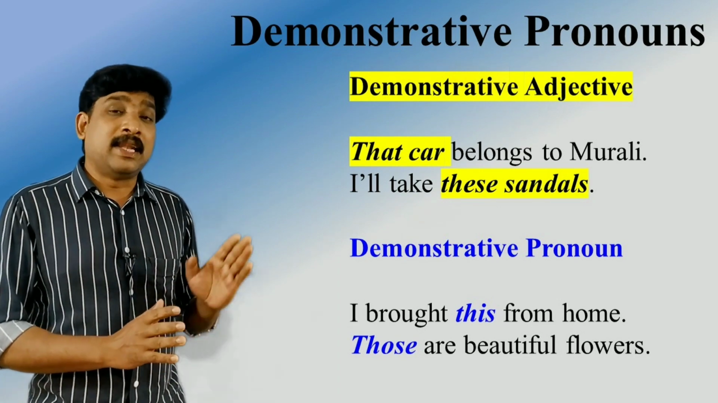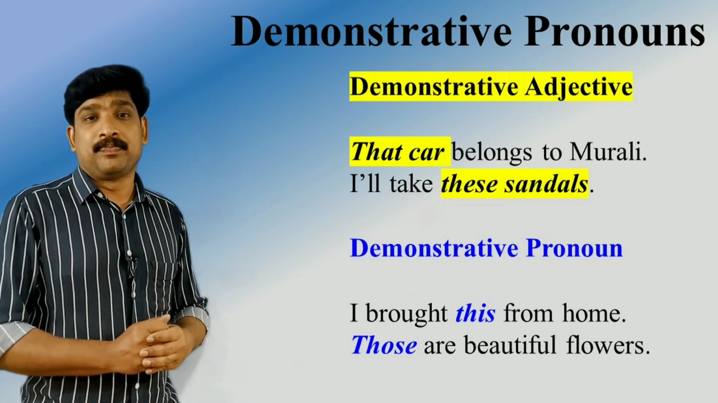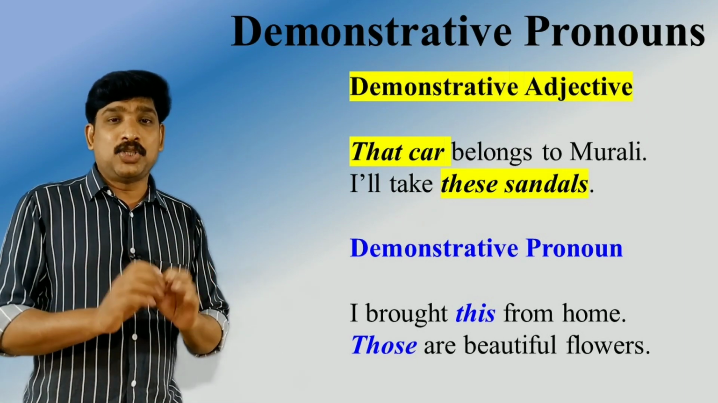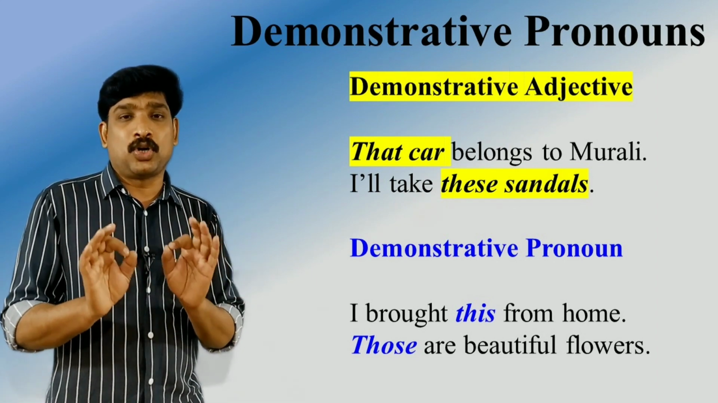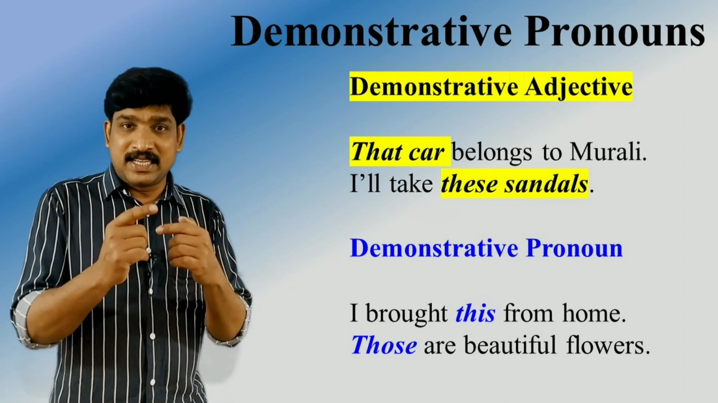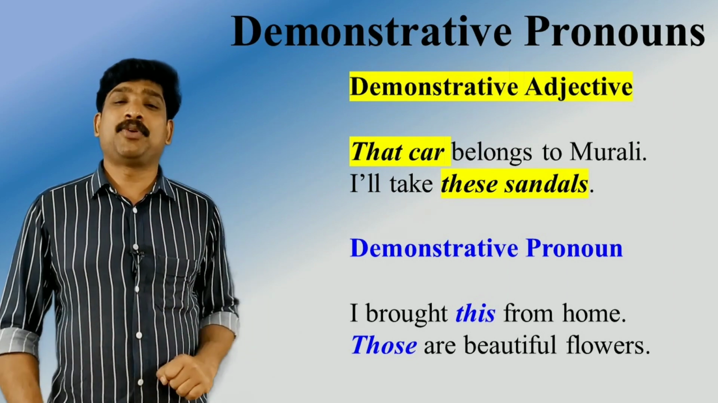Now see the demonstrative pronouns. I bought this from home. Those are beautiful flowers. Here in these two sentences, this and those, they do not talk about the nouns, but they stand alone. So this is the difference between demonstrative adjectives and demonstrative pronouns.